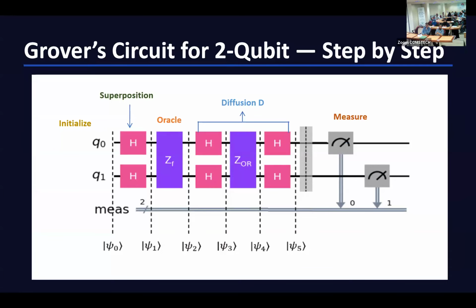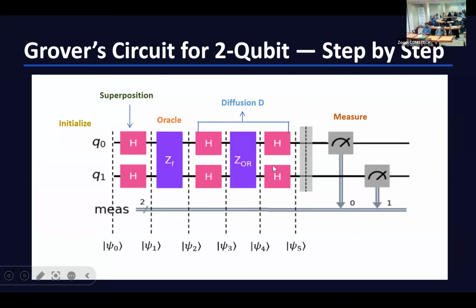Now you can see over here, we have two qubits, Q0 and Q1. The first step was to create the superposition. So we are going to apply the Hadamard gate on both of these. The next step is to flip the sign of the correct state. So the oracle is basically doing its magic, and it knows what the correct state is. So it's going to invert the sign of that. Then comes the diffusion operator.